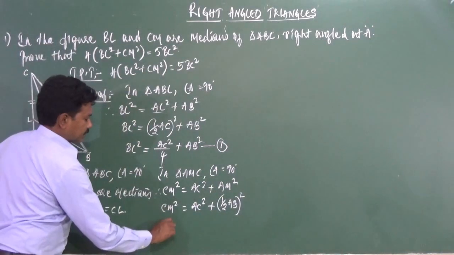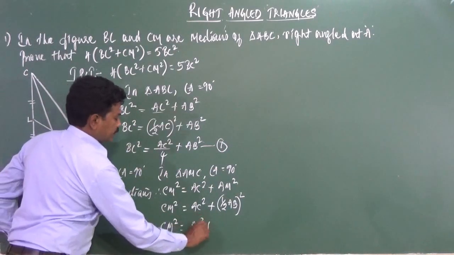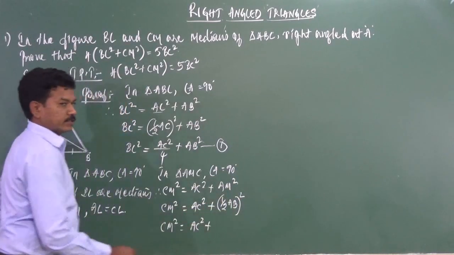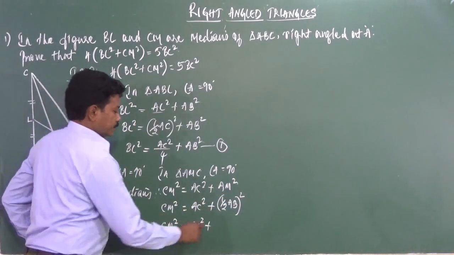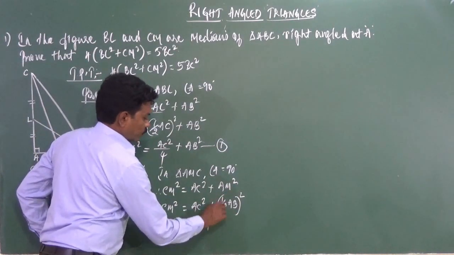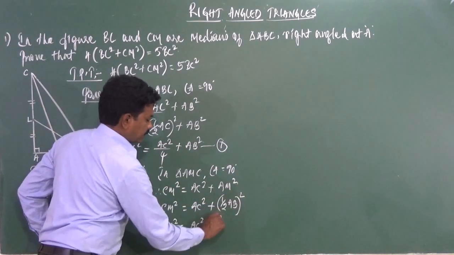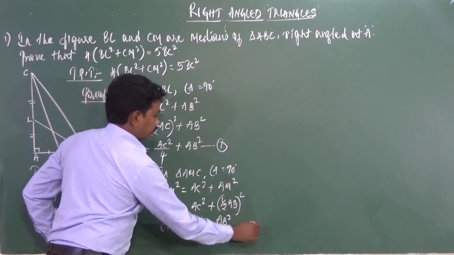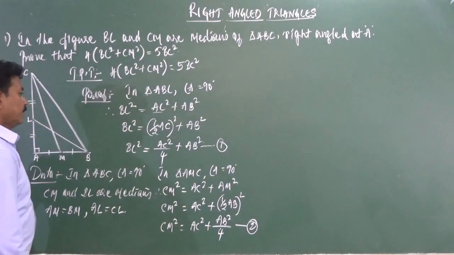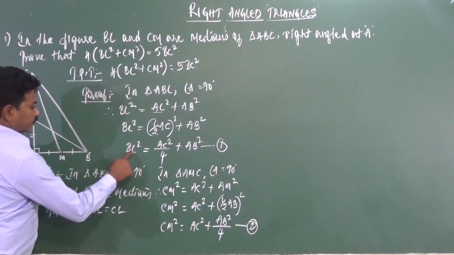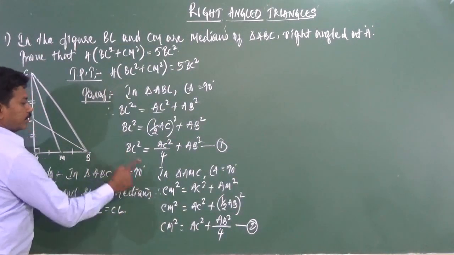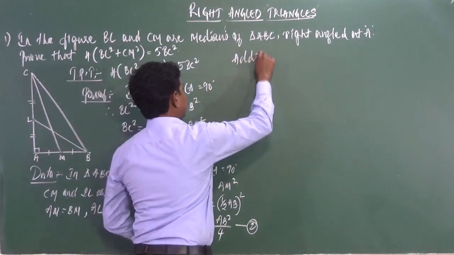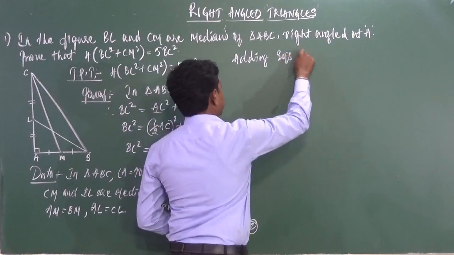So this becomes CM square is equal to AC square plus, this square applies for 1, 2 and AB, for all three elements we have to square it. So 1 square is 1, 1 into AB square is AB square, by 2 square is 4. Take it as equation 2. So now we have two equations here, equation 1 and equation 2. Let us add both the equations.